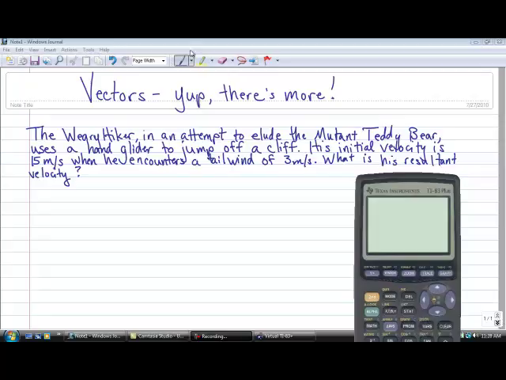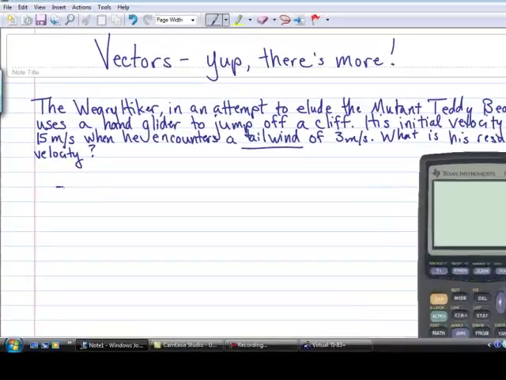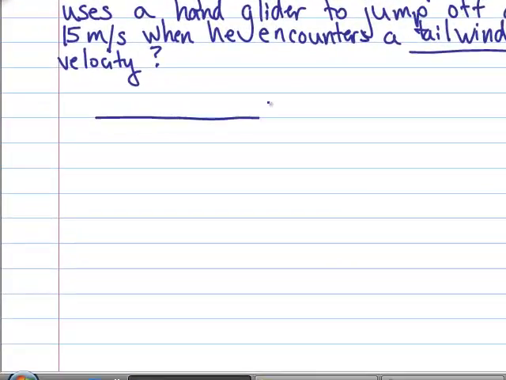Now remember we said that a picture is worth 1,000 words. It is still worth 1,000 words. So get your straight edge and we're going to draw that picture. Now our information from the problem is that the weary hiker has an initial velocity of 15 meters per second. And then he encounters what's called a tailwind. So let's start with the 15 meters per second. I'm just going to draw a line, and that's going to represent my 15 meters per second.